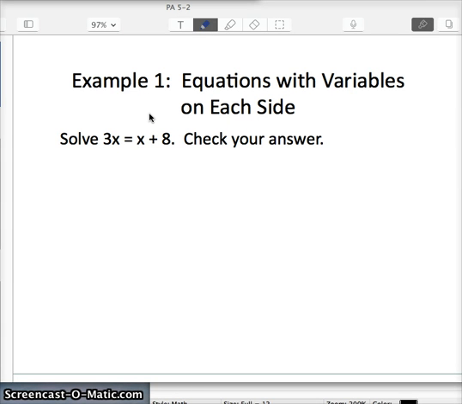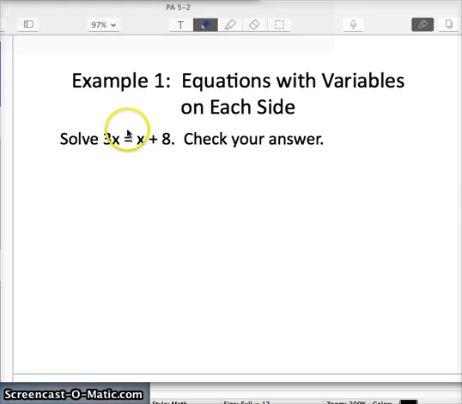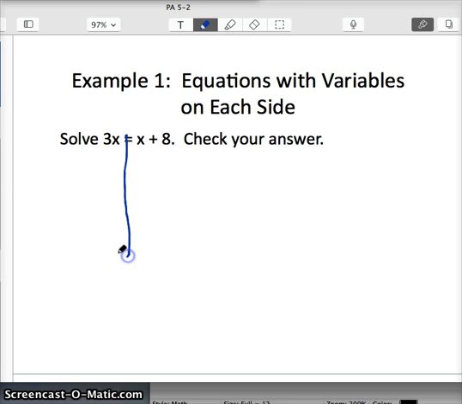Example 1, Equations with Variables on each side. If you look here, you'll see that we've got a variable here and a variable here. This is not something we often have. Here's how you'd handle this problem. When you have a problem like this, I really like the idea of drawing a line straight down the center. What I like to do is decide what I'm going to have on one side and what I'm going to have on the other. On this side, let's say I can choose to have all of my x terms. And on this side, the right side, I can have my constants.